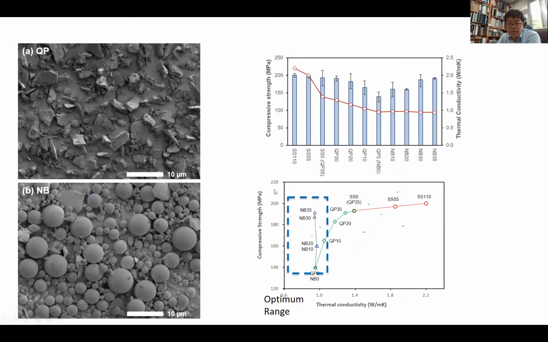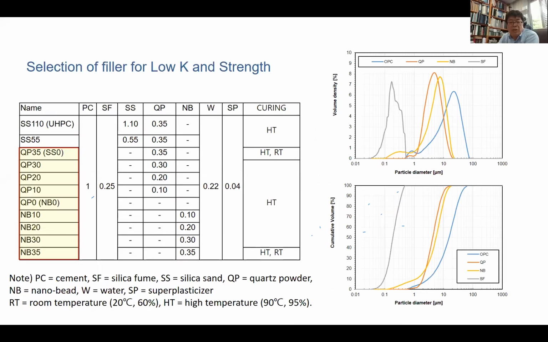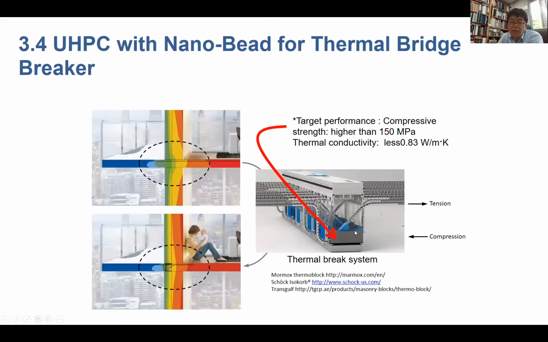After that, you can see the compressive strength on the left vertical axis, and the horizontal axis represents the thermal conductivity. If you see the nano bead with UHPC, it shows high strength and also low thermal conductivity. So this combination of UHPC with nano bead has some potential as a thermal break material. So we may apply this material at this bottom side, okay?